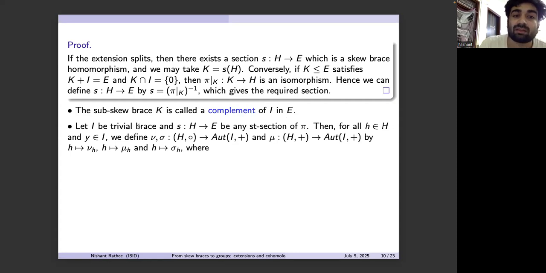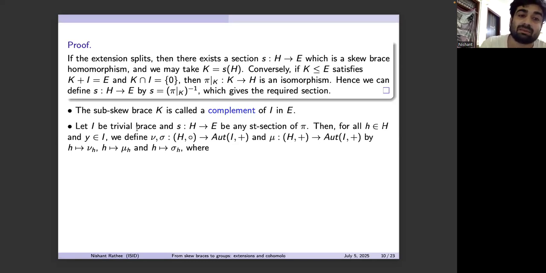So suppose I is a trivial brace. We consider I to be a trivial brace because these are the most interesting ones for viewing the action of a skew brace, because in general, even in groups, the action doesn't behave nicely on non-abelian groups.